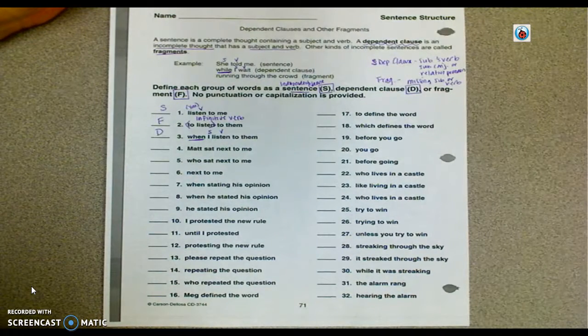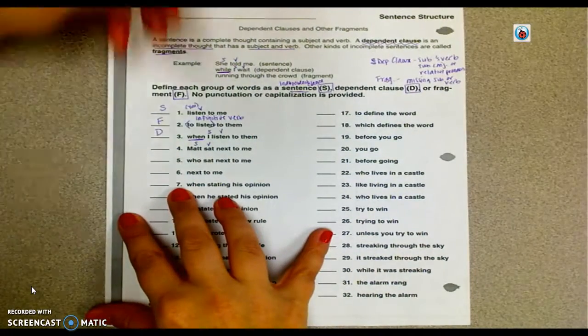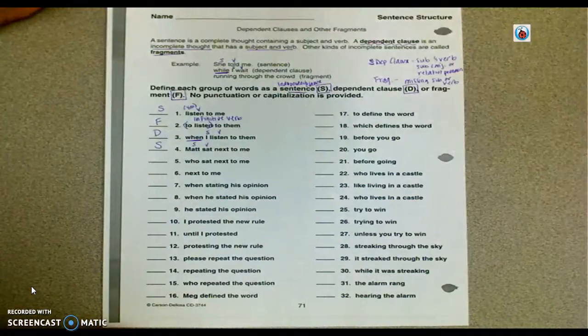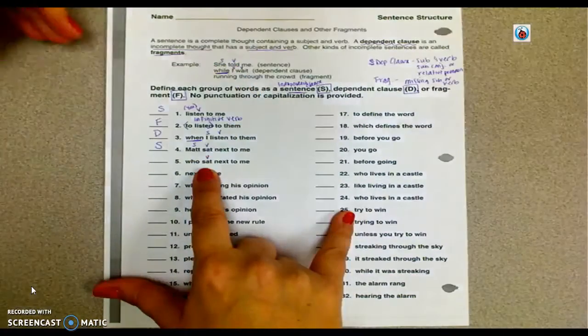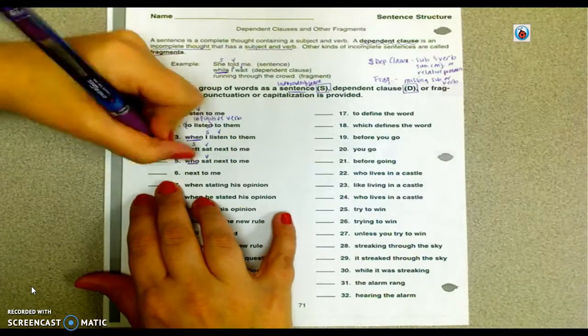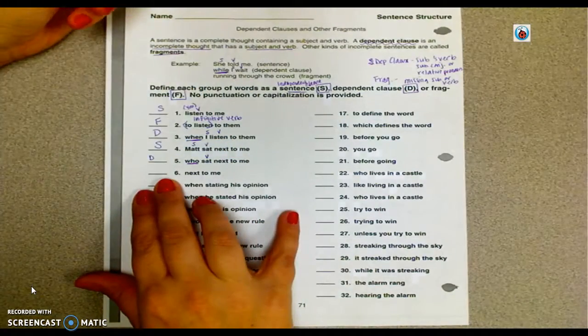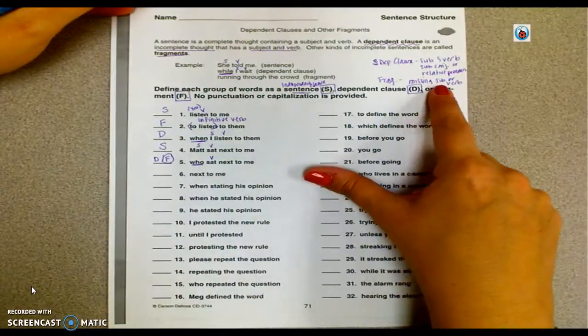Number 4, "Matt sat next to me." Who or what did it? Matt. What did he do? He sat. It's a sentence. Number 5, "who sat next to me." Okay, so what do we have? Who or what did it? We don't know. What did they do? Sat. Okay. They are saying because of this relative pronoun that it's a dependent clause, but really it's a fragment. Okay, because there's no subject. So it's a fragment.